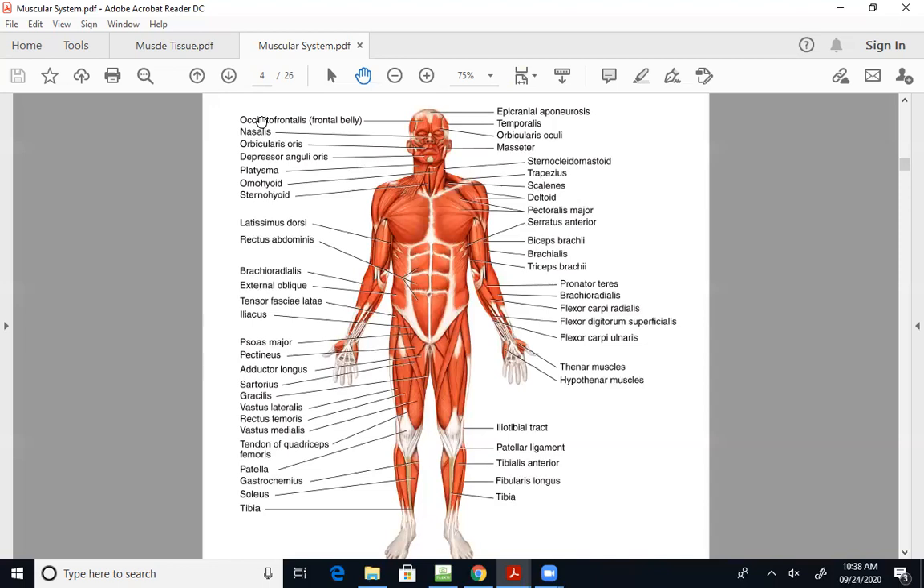Pronator teres, brachioradialis, flexor carpi radialis. I'll skip flexor ulnaris. Let's go down to the leg, iliotibial tract. Next to patellar ligament, I would just put in parentheses tendon. That's how most people call it, patellar tendon. Technically, it is a ligament, but most people call it a patellar tendon. And then tibialis anterior.